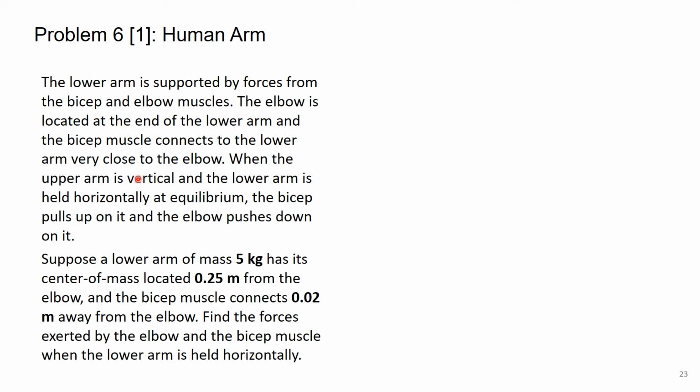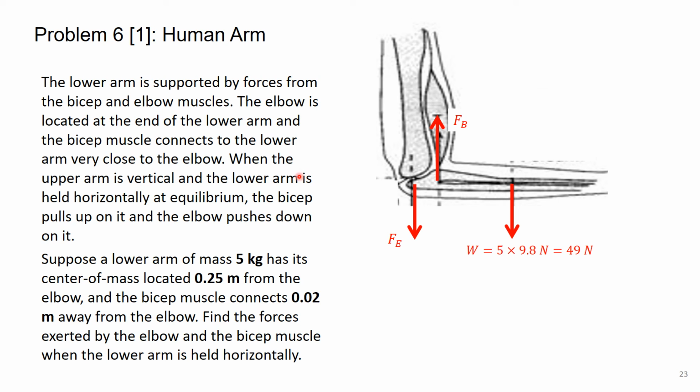Now, suppose the upper arm is held vertical and the lower arm is held horizontally at equilibrium. Okay, kind of like this. So you hold your arm like this, and these are what the forces look like. So we have the elbow force pushing the lower arm down, and the bicep force pushing the lower arm up. And we also have the weight of the lower arm that's acting from the center of mass.